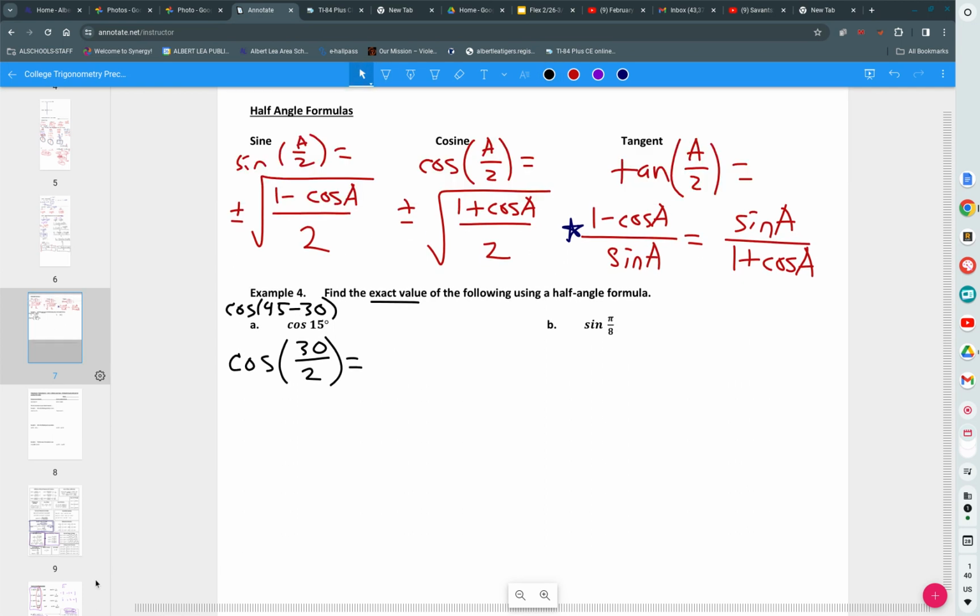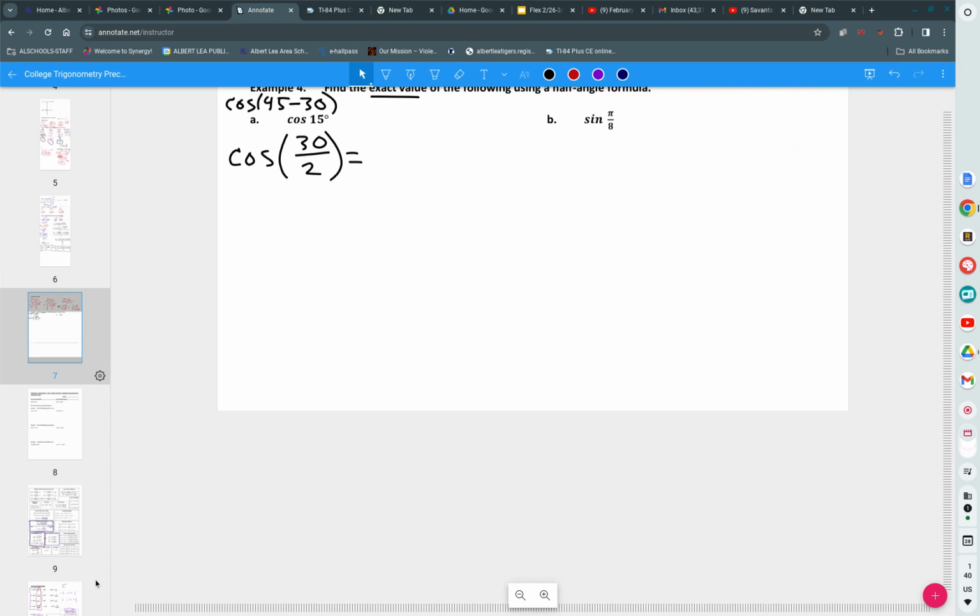So if you look at your formula, it's the angle that you're choosing to divide by 2 that goes in for this angle spot right there. Sometimes people put a 15 in for the angle because we're trying to find cosine of 15. Again, it's the angle you're dividing by 2 that goes in there. So we're going to keep that in mind.